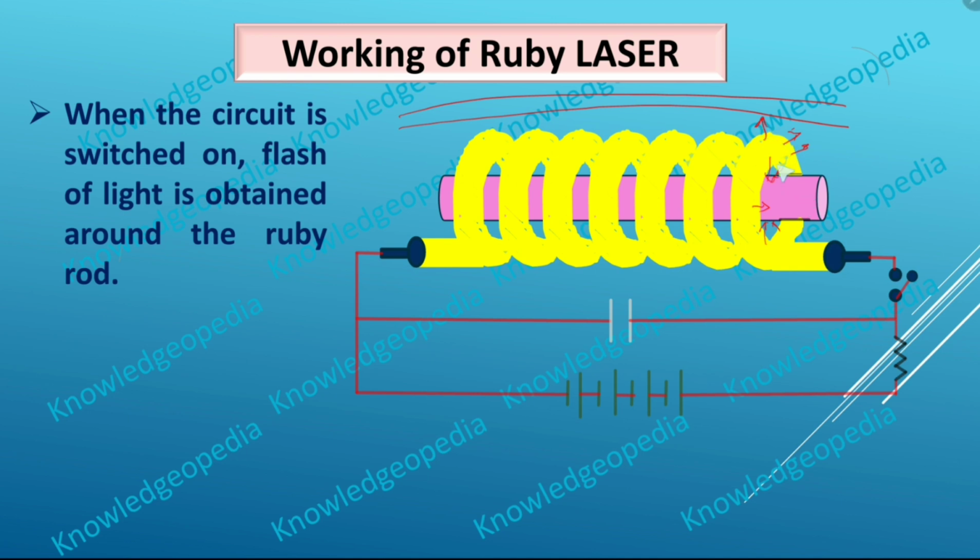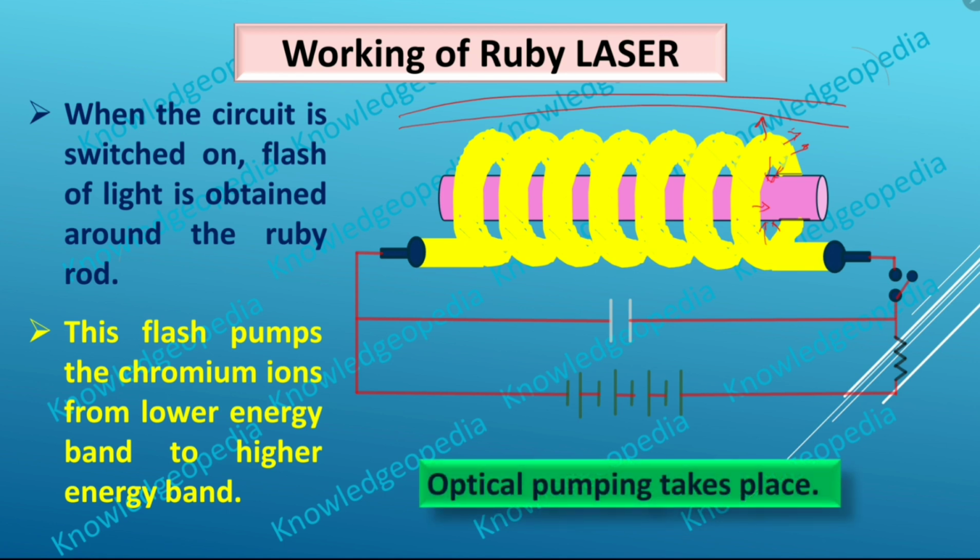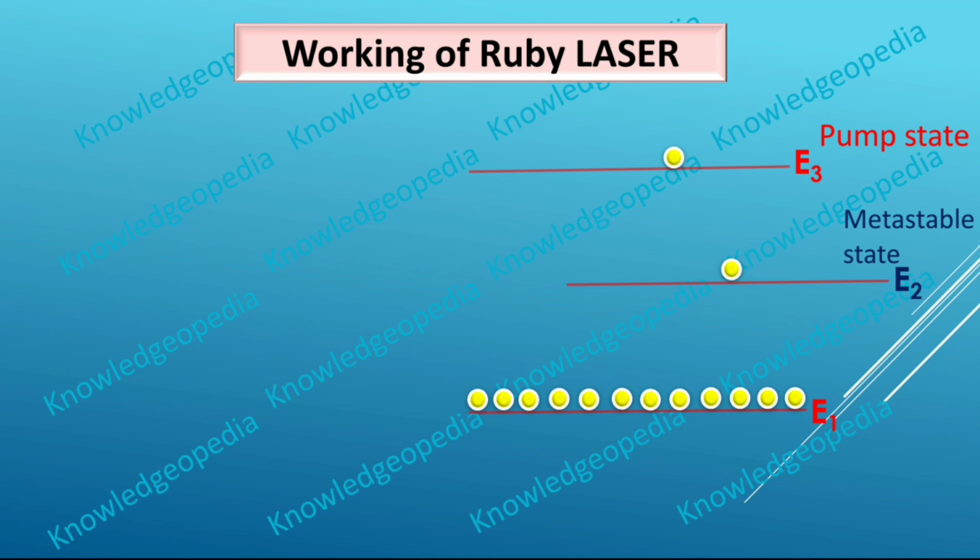So when these lights are hitting this ruby rod, what will they do? They will pump the chromium ions from the lower energy band to the higher energy band. Thus, as these chromium ions are pumped by using this light energy, that means optical pumping takes place in the case of ruby laser. Now let us understand this working through the energy band diagram.